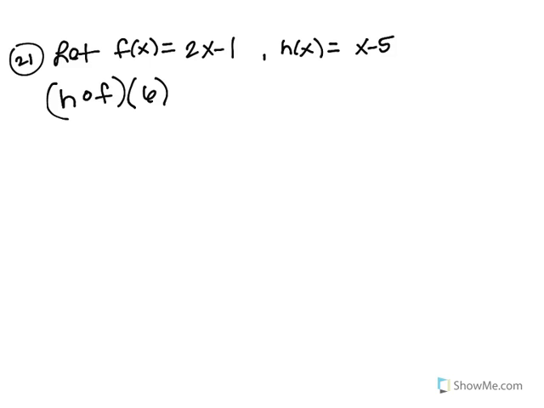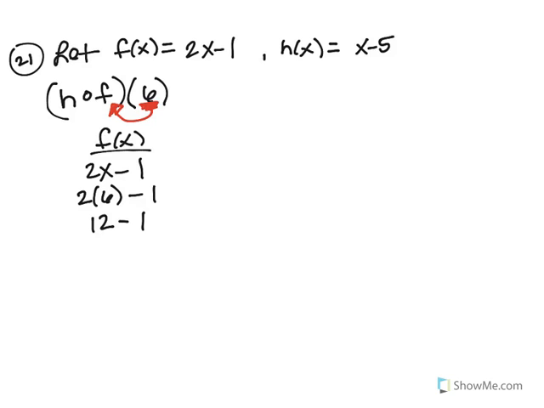Now, that's a composition function. So that means you're only going to plug 6 into the function closest to it, which is the f function. You do not plug 6 into both functions, just f. So we're going to go to f's function, which is 2x minus 1. You're going to stick 6 in the place of x. That gives us 12. 12 minus 1 is 11.